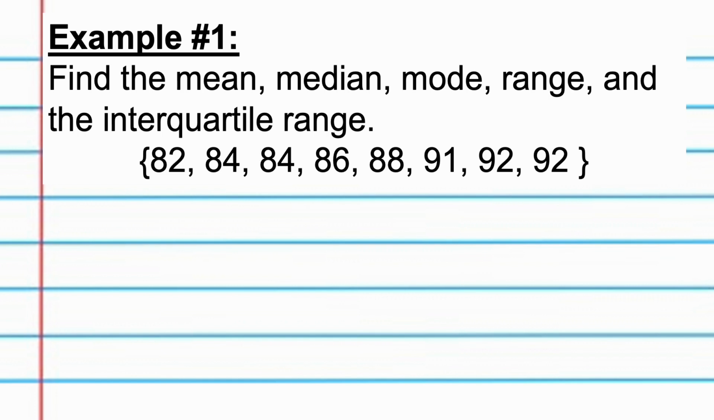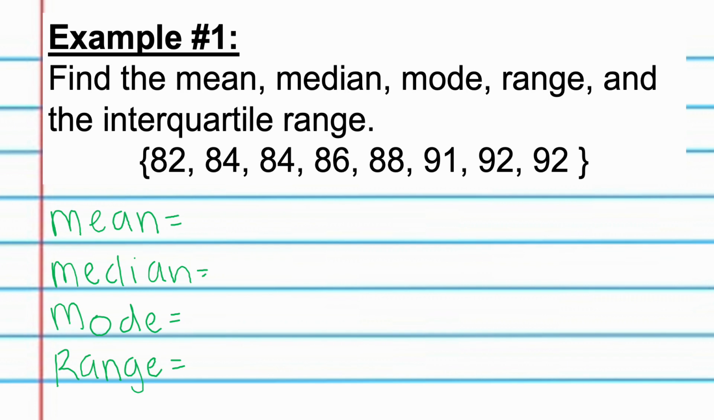Alright, for example number 1, we're going to find the mean, median, mode, and range, and the interquartile range. So the first four, we should be pretty familiar with how we find. We know that the first thing we need to do is put our numbers in order from smallest to largest. Well, you're welcome, I already put them in order from smallest to largest for you. So now we just need to set ourselves up for success and write down what we are trying to find the value of.